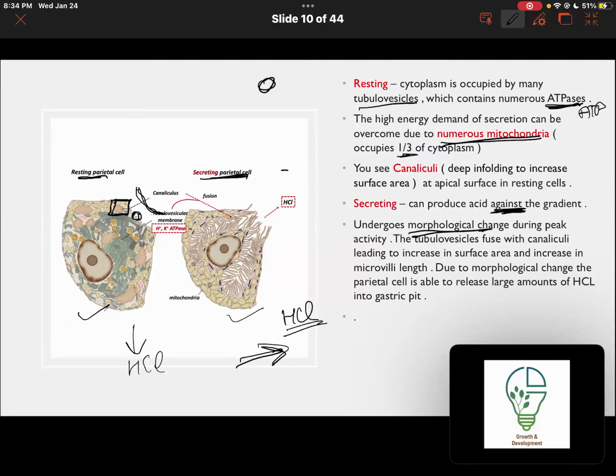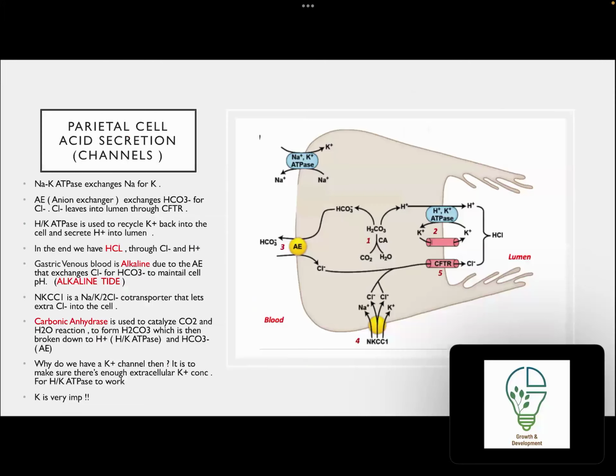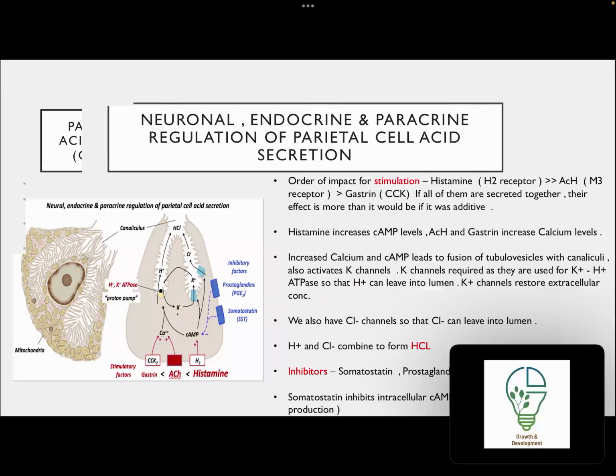Now, due to these changes, the parietal cell is able to release large amounts of HCl into the gastric pit. So because of the increase in surface area, there's more area to work with, and this increases HCl production. Now, how exactly is HCl produced? So this is the regulation of HCl production. So how does the body know you need HCl in the stomach now? It's quite simple. Well, it's not simple, but it's not hard either.